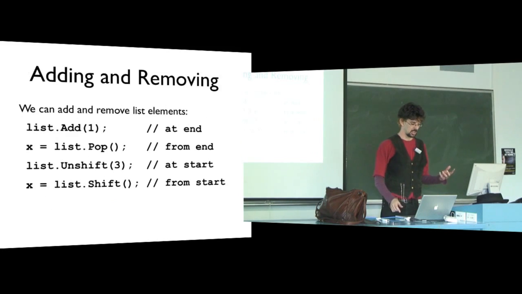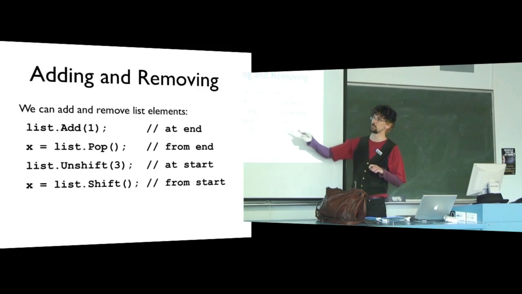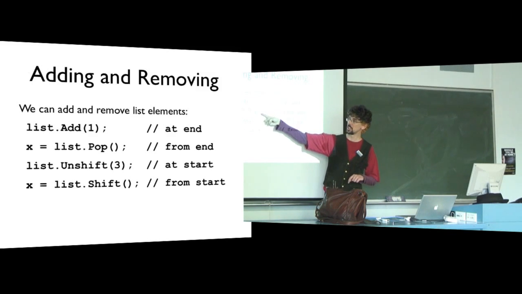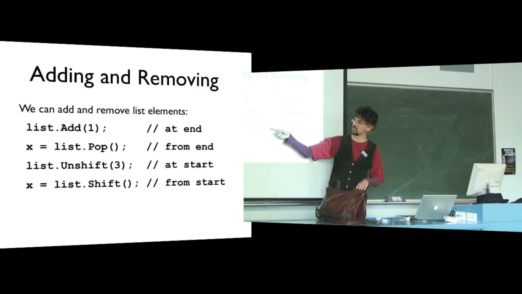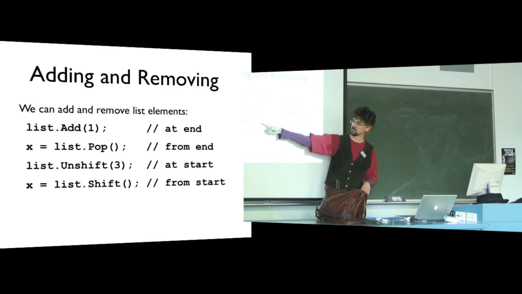But we can access, but the difference between lists and arrays is that lists have these extra methods on them which allow us to add and remove elements from the list. And depending on whether we want to add them at the beginning or the end, if we add them at the end, we use add. To add them at the beginning, we use unshift. And to take them off the end, we use pop, and to take them off the beginning, we use shift.